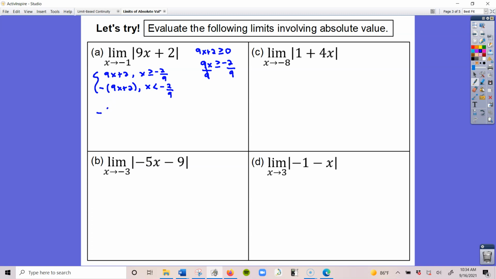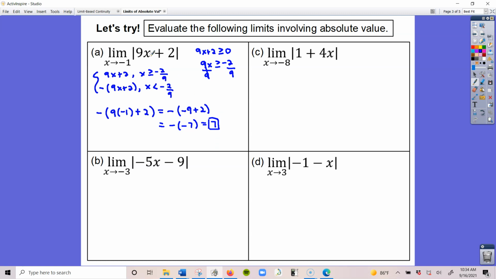So we have -9 times -1 plus 2. -9 times -1 is 9, and 9 plus 2 is 11.